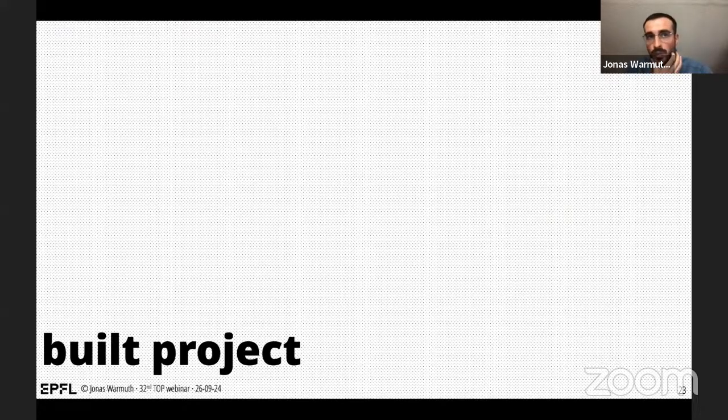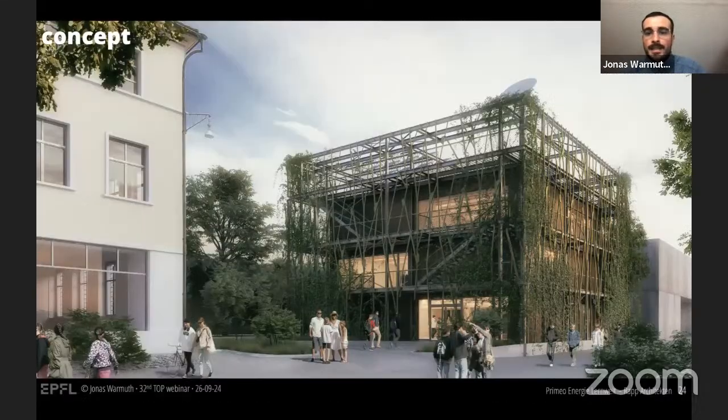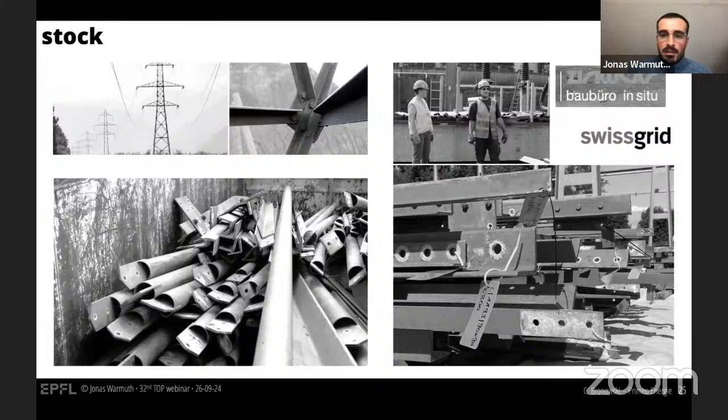So some time ago, we had the chance to use some of these findings in a real build project. The idea there was to generate the facade structure that you can see here. The general concept was to have it as a tree-like structure, made out of reused steel elements. Those steel elements were coming from disassembled electric pylons in Switzerland.